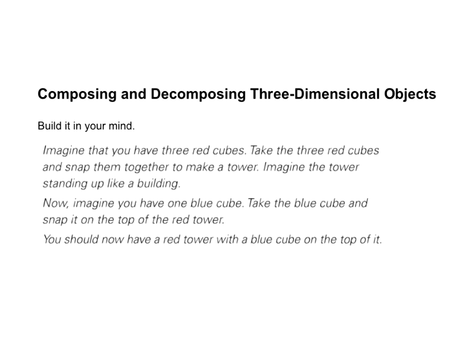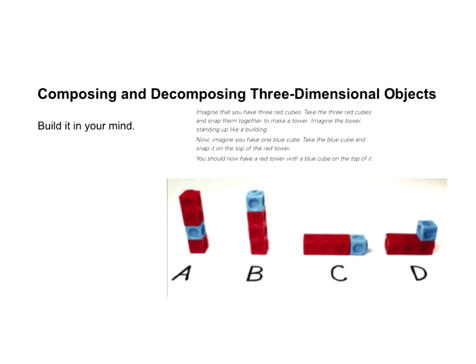Take the three red cubes and snap them together to make a tower. Imagine the tower standing up like a building. Now, imagine you have one blue cube and snap it on top of the red tower. So you should now have a red tower with a blue cube on top of it. Did everyone have that?